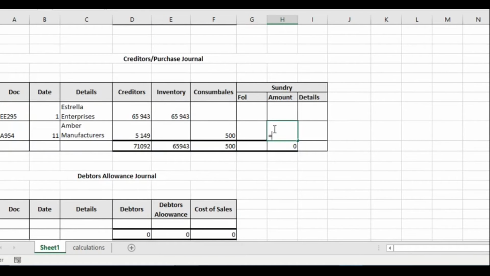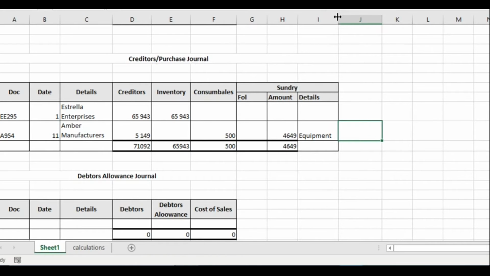So the difference between the two is the 5,149 minus, sorry for that, guys, minus 500. So the difference is 4,649. And then our details here will be equipment, because an office desk is considered as equipment. But as you can see, if you add these two numbers, they add up to the 5,149. Now moving on to the next day, which is day 12.